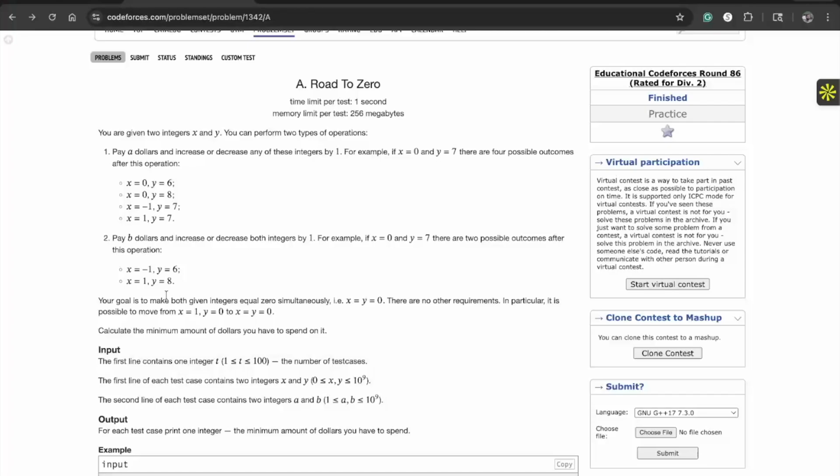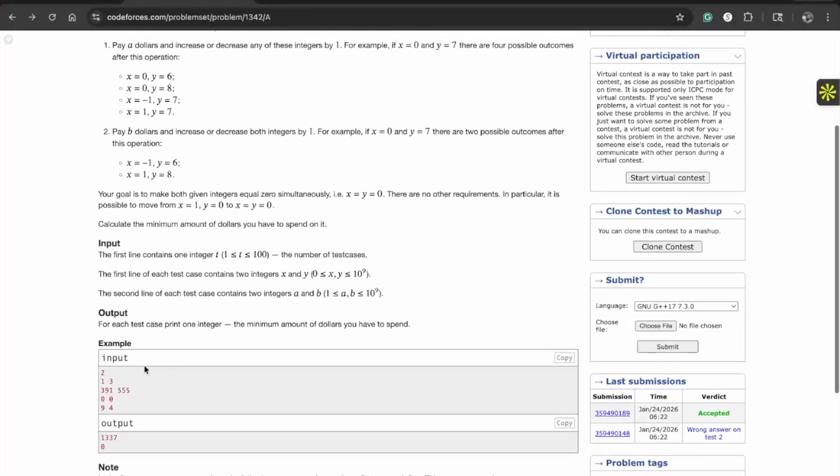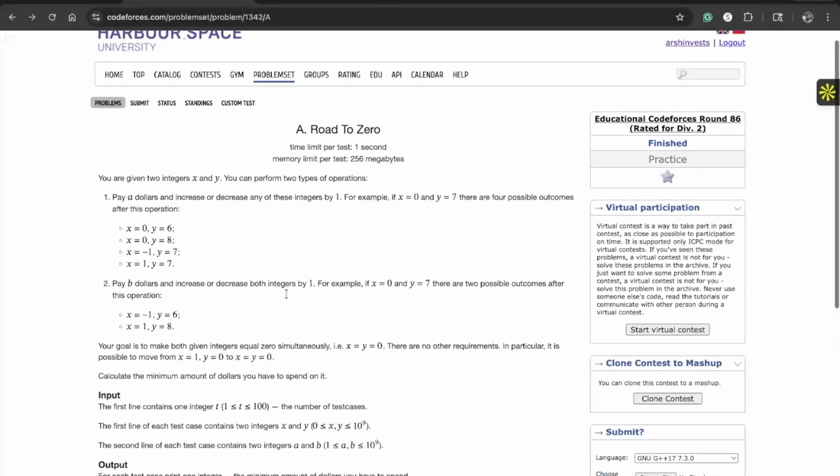Now our goal in this question is to have both of these values be 0, and we have to calculate the minimum amount of dollars that we have to spend to arrive at that solution. Our inputs are the number of test cases, t. The first line of each test case is the integers that we're trying to get to 0, x and y, and the second line of each test case will have two integers a and b, which is the cost that we talked about, paying a dollars and paying b dollars.